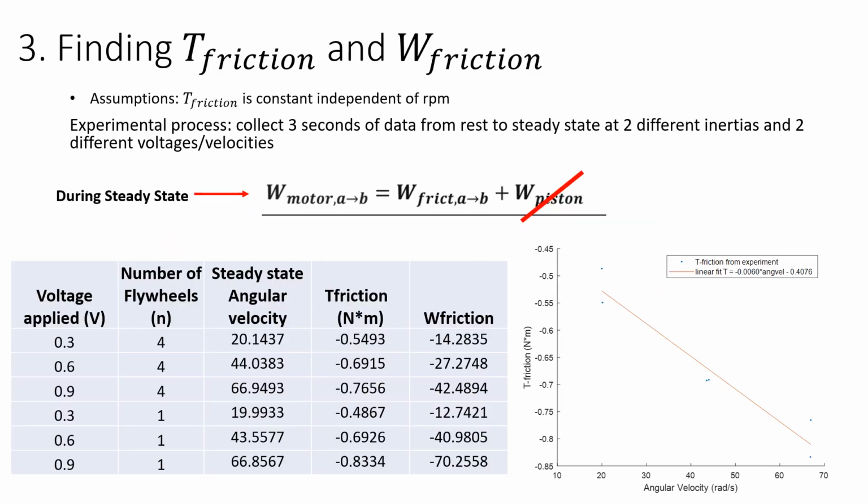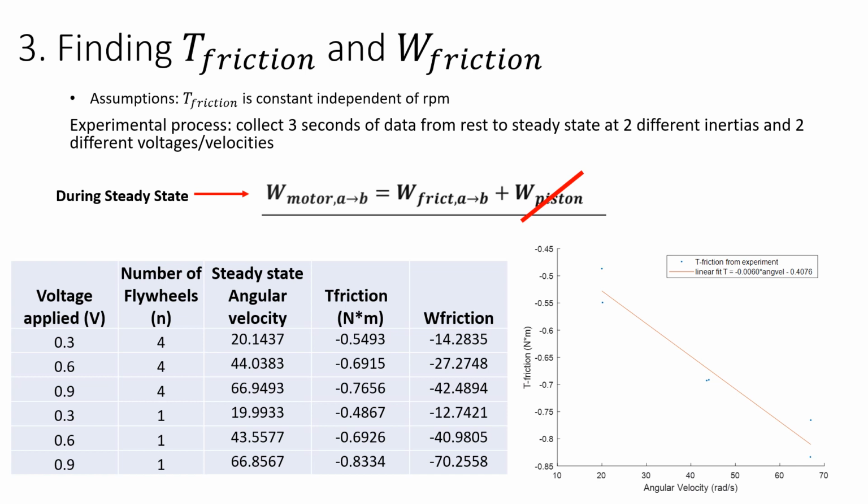As shown in the previous slide, we were able to use the steady state portion of the graphs to find work friction as well as T friction. However, one of the main assumptions that we had to make in order to use T friction to find I fly in the next part of the experiment was that angular velocity and T friction were independent of each other, so T friction was constant regardless of angular velocity.